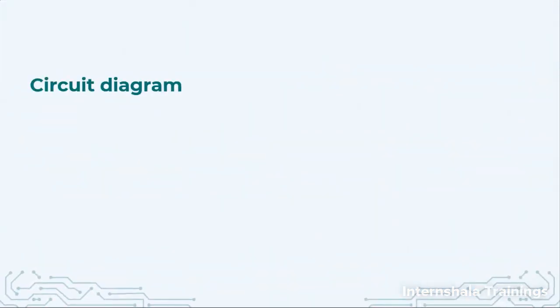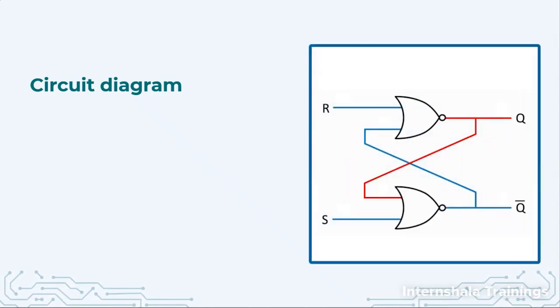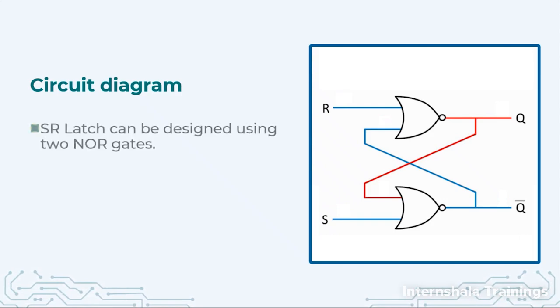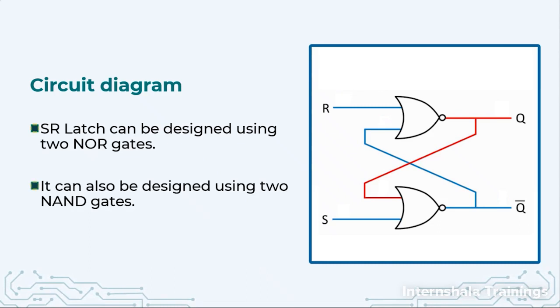Now, how do we construct one SR latch? We can construct it using two NOR gates. One of the NOR gates has S as input, and the other has R as input. The outputs of the NOR gates are cross-coupled as inputs to the other NOR gate. So here we are using two NOR gates, and it can also be designed using NAND gates.